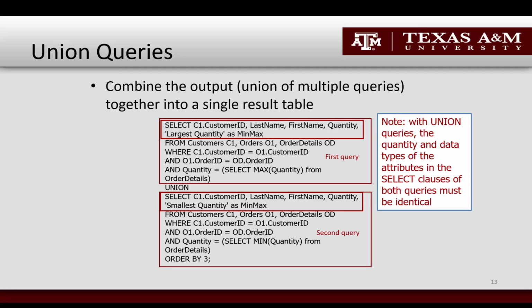Do note when you're creating union queries that the columns that you are displaying in each of the two separate queries have to be identical. So in this case, we have to have customer ID, last name, first name, quantity, and that either largest or smallest quantity in the min-max column in order to display this as one holistic result.